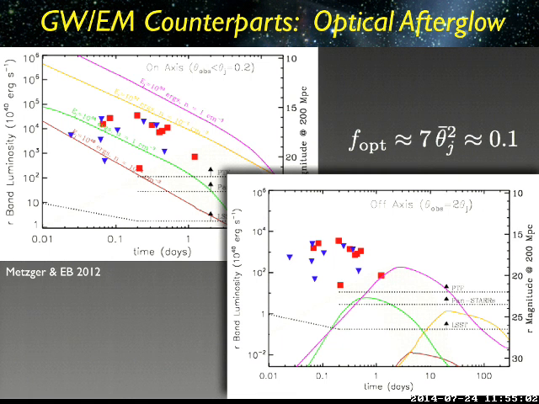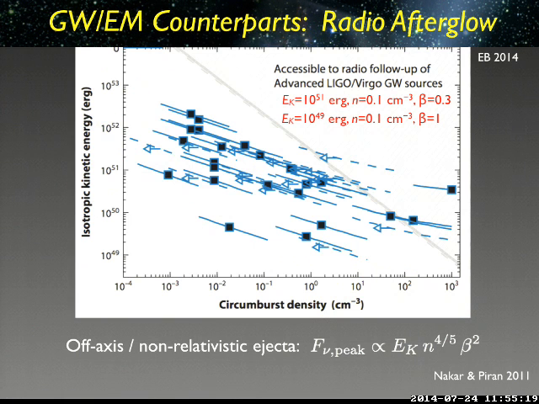And the fraction within twice the opening angle is maybe as high as 10% of the sources. So maybe for 10% we might actually catch the optical afterglow as the counterpart to a LIGO source, but not for a larger fraction than that.